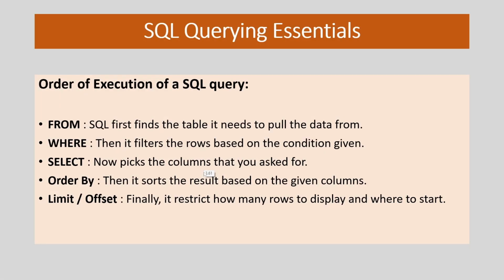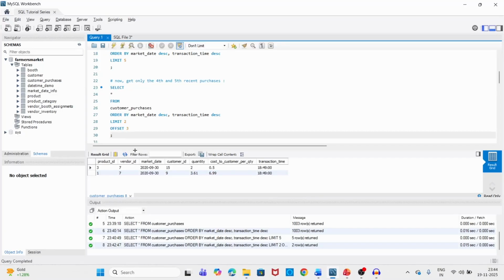Okay, so this is the order of execution of SQL queries. We start the SQL query with the select statement, but ideally SQL first executes the from statement, then it goes to the where, then it selects the number of columns, then it goes to order by, then limit and offset. Okay, that is how it works. I'll just go back to the MySQL Workbench to explain this further.